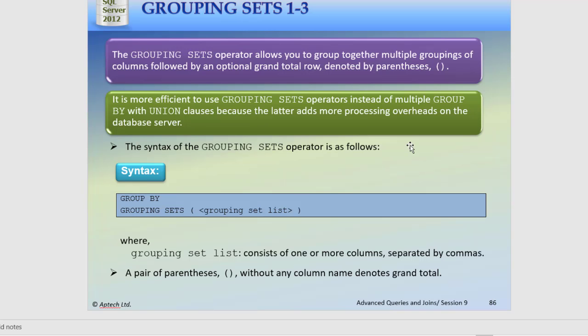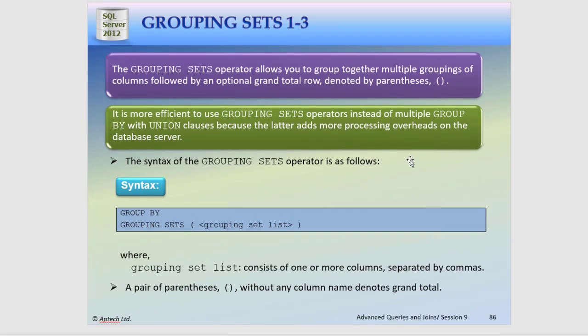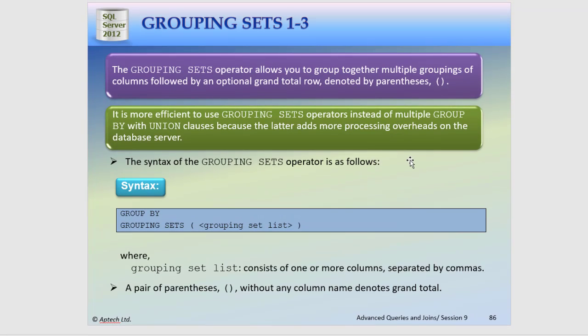Now, grouping sets. Grouping sets operators allow you to group together multiple groupings of columns followed by an optional grand total row denoted by the parentheses. It is more efficient to use the grouping sets operator instead of multiple group by with union clauses because the latter adds more processing overhead to the database server.